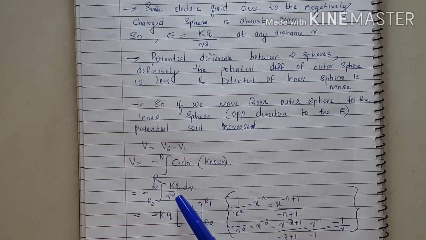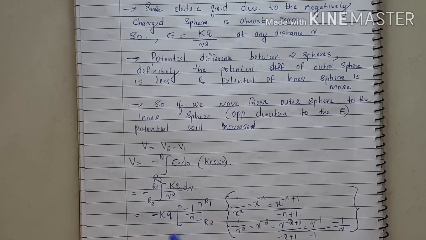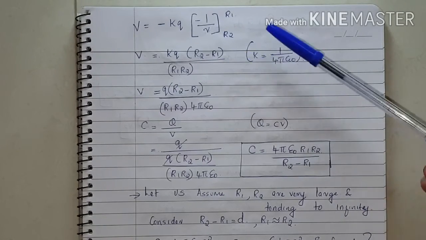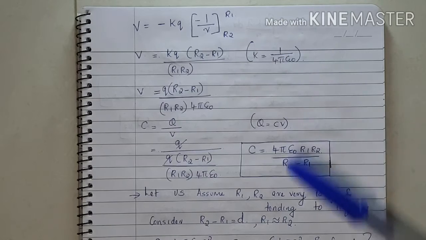which is equal to, taking the constant outside, minus KQ integral of 1 by R square. 1 by x raised to n equals x raised to minus n, and the integral is x raised to minus n plus 1 divided by minus n plus 1. So 1 by R square can be written as R raised to minus 2, which gives R raised to minus 2 plus 1 by minus 2 plus 1, which is equal to minus 1 by R, from R2 to R1. So V equal to minus KQ into minus 1 by R, R2 to R1.